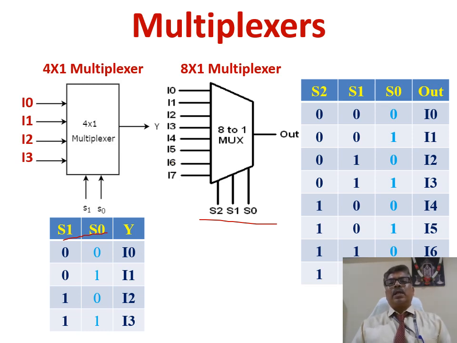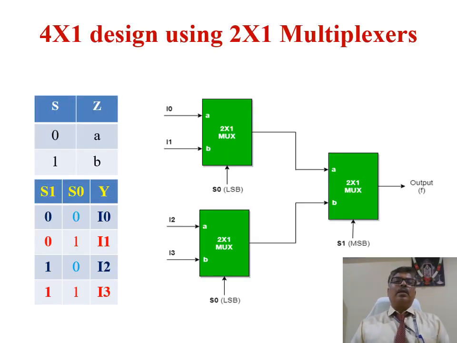So as the selection lines are changing, the respective I value, that is the input value, will be selected. If it is all ones, it will select I7 as the output. So this is the simple concept of a multiplexer. Then, how do we design a higher order multiplexer using lower order multiplexers?